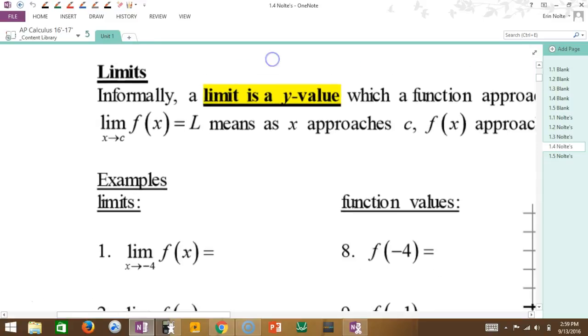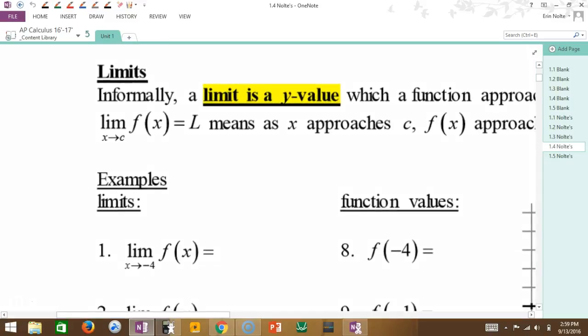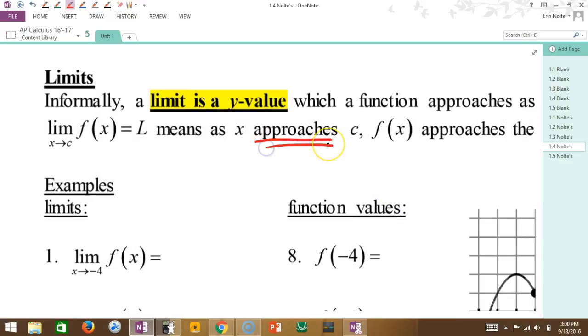So here's the notation. Has anybody seen this notation before? This is not new information? Excellent. Approaches c is the limit. I'm going to underline a word because it's super important: approaches. This is the idea of looking at the function from the left and to the right of whatever c value we're looking at and seeing what the function is approaching.